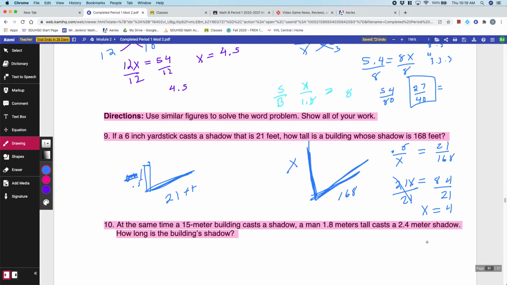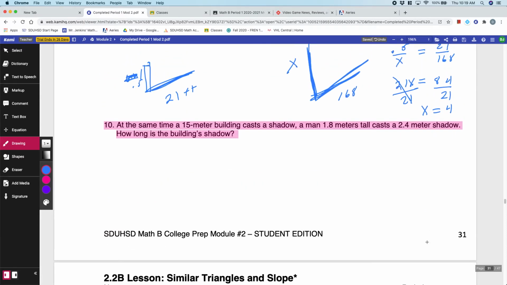Okay, now last one. At the same time, a 15-meter building casts a shadow. So you've got this building, it's pretty tall, it's 15 meters, and it says it casts a shadow. You don't know how long the shadow is. And you have a man, who is 1.8 meters tall, and he casts a shadow that's 2.4. Now it says, how long is the length of the shadow?